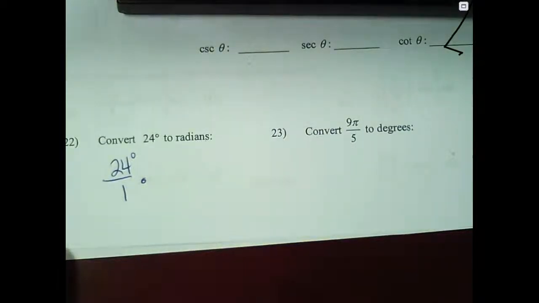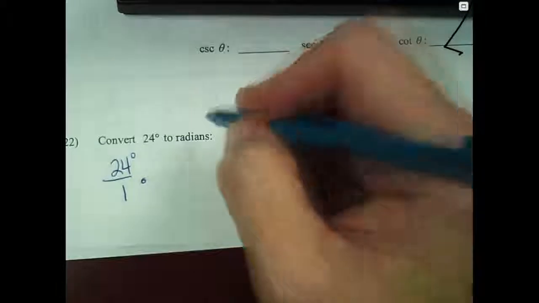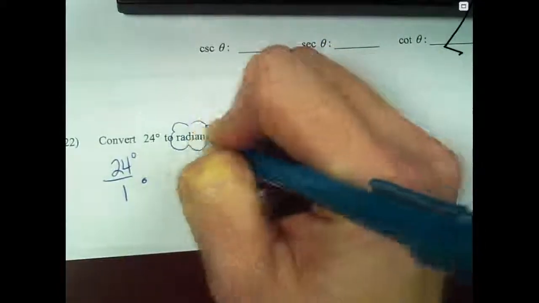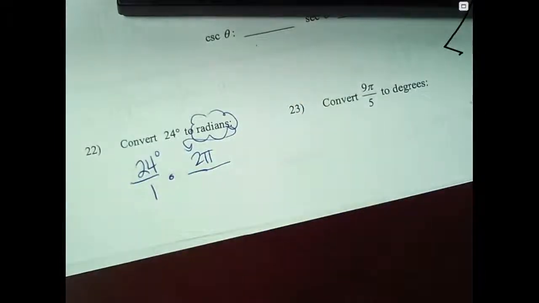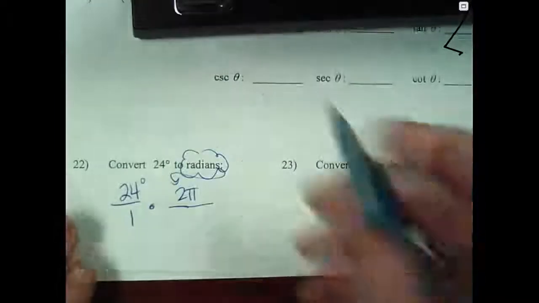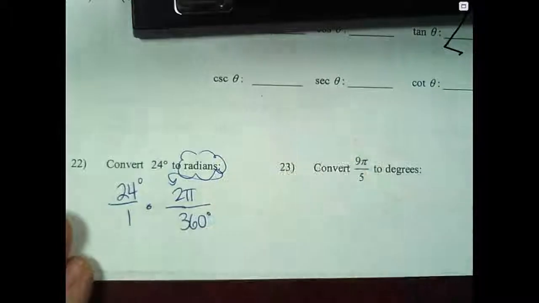So how many radians are in a circle? How do you count by radians? Remember we said unit circle? You count by what? Pi. So how many pies are in a unit circle? 2 pies. 2 pi. If you're going to convert to radians, radians goes on top. So 2 pi. Out of how many degrees are in a circle? 360. And then you just do the math.